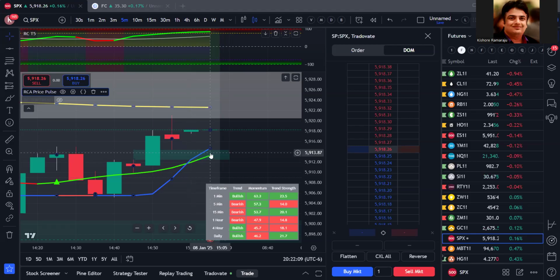So your top of the block will act as a support, right? If it is going up, if it comes down, again this block, right? That means there are a lot of buy orders here. It will again help to push the price up.